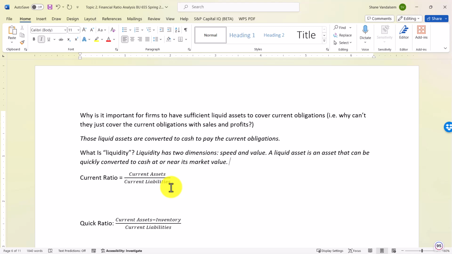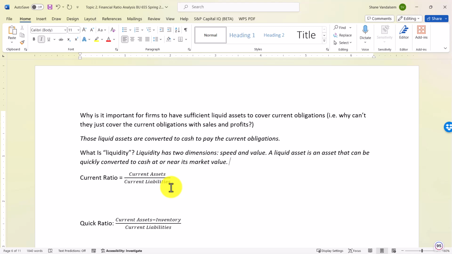A can of soup at Walmart, that's a much more liquid asset because it's going to get sold pretty fast, as long as it's the right type of soup. It's what people want, it's at the right price, then people are going to come in and buy that piece of inventory. So we generally think of inventories as liquid assets, but we're going to talk a little bit about that.